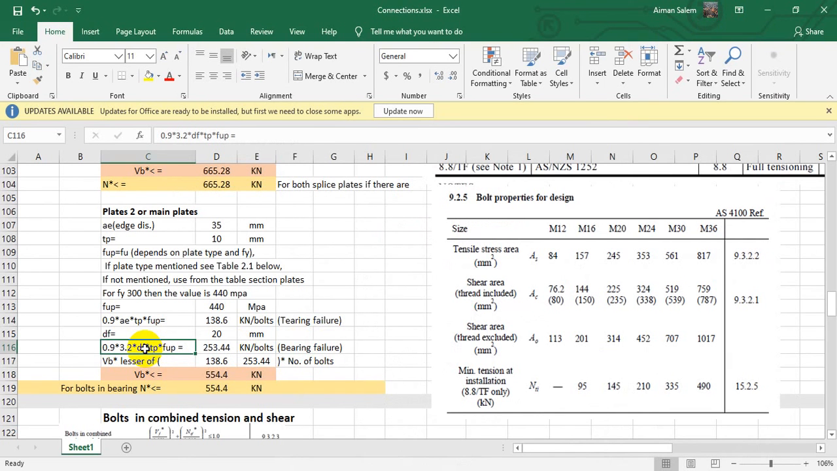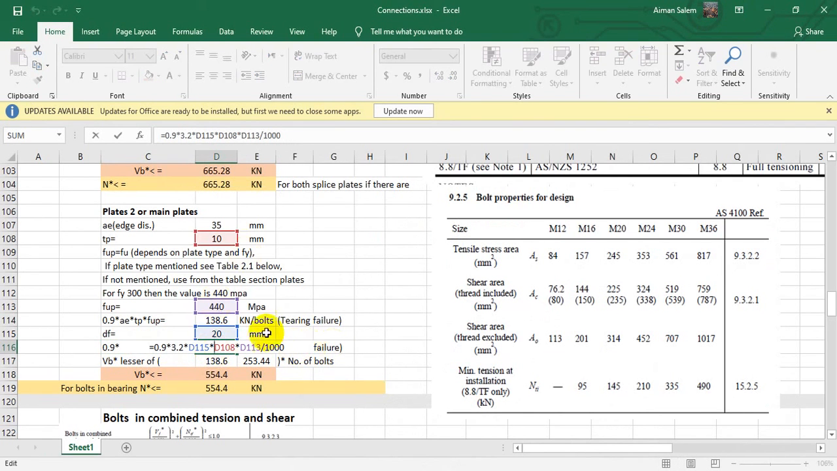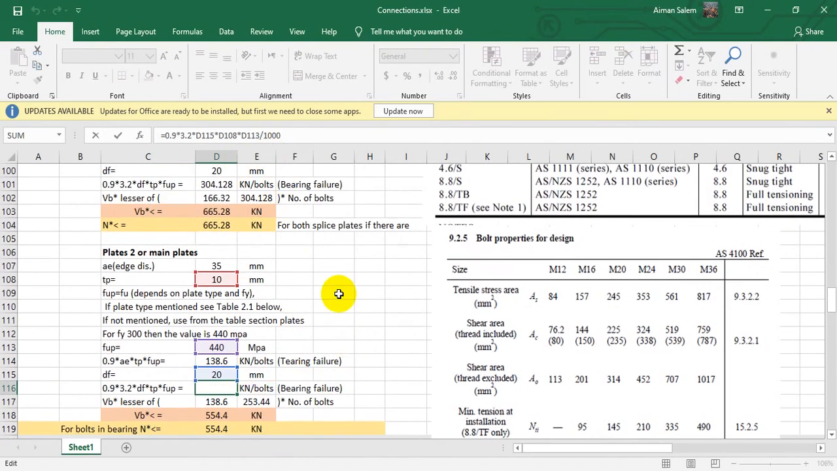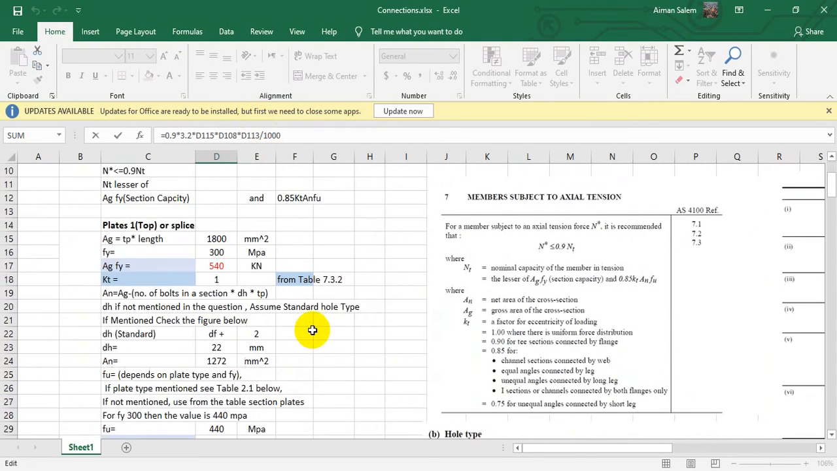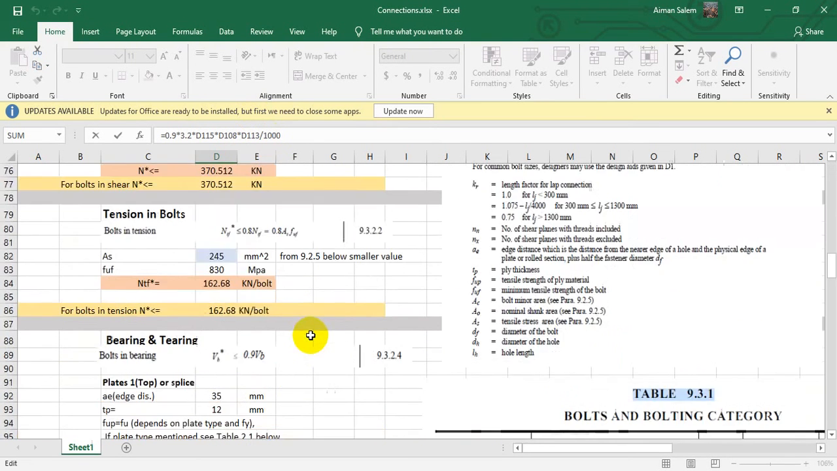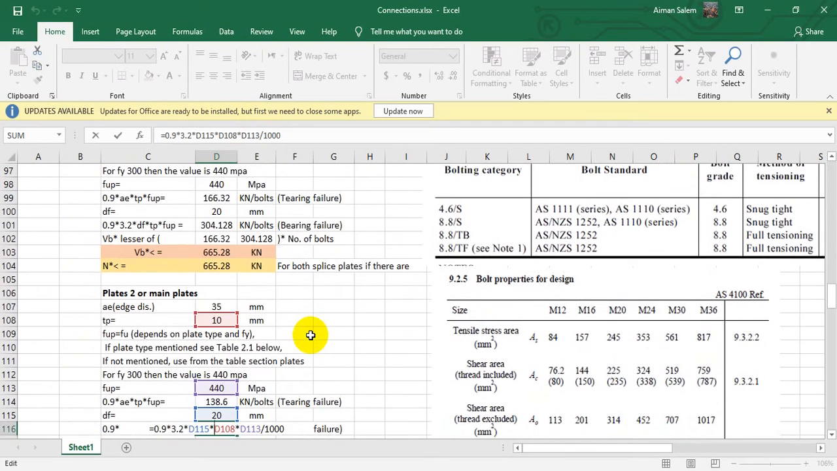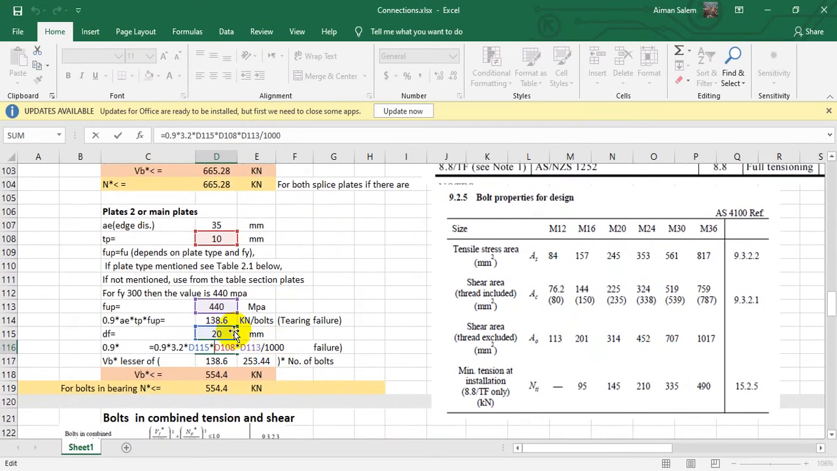That DF, as I said, we have M20 in the question, and for the bolts, M20 means 20 millimeters. So we're going to apply here the 20 millimeters. All right, so to make sure, you can go up and see. Yeah, M20 means 20 millimeters, which is the one we're using now.